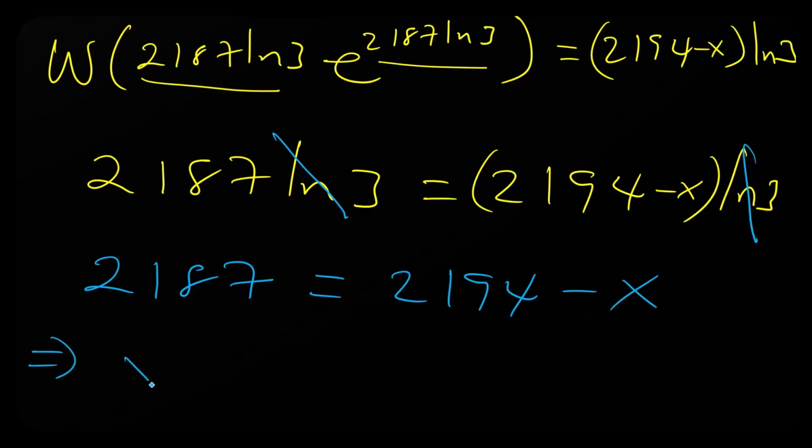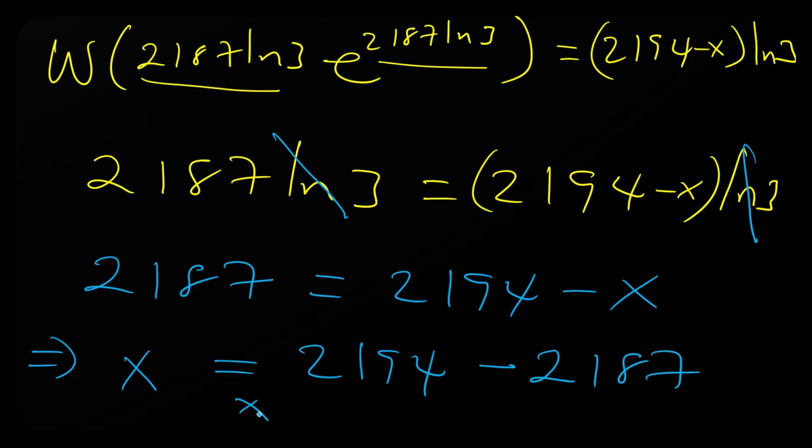Wow. So from here, you can add x to both sides. So we have x equals 2194 minus 2187. Therefore, x equals 7. When you subtract, you get 7. All right, so that's that.